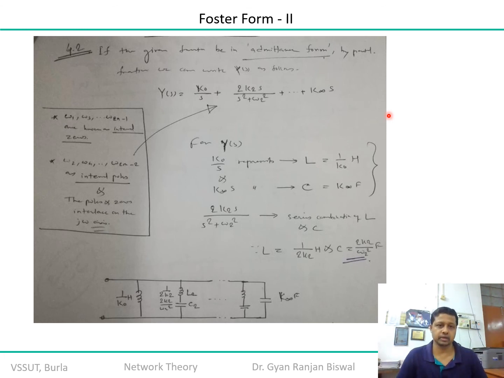So if I satisfy all these requirements, how can I represent it? Initially there is an inductance of value 1/K0 Henry. Then all the even harmonics are the series combination of the L2 C2 network, and finally it is terminated by a capacitance at infinity. Just the reverse of that: in that case all were connected in cascade in series, while here all are connected across the shunt. Fine. So I hope you got the point.